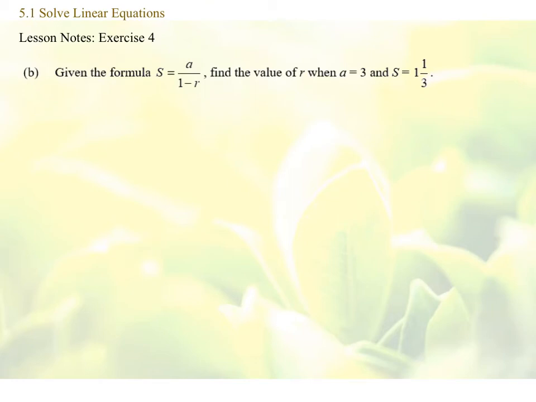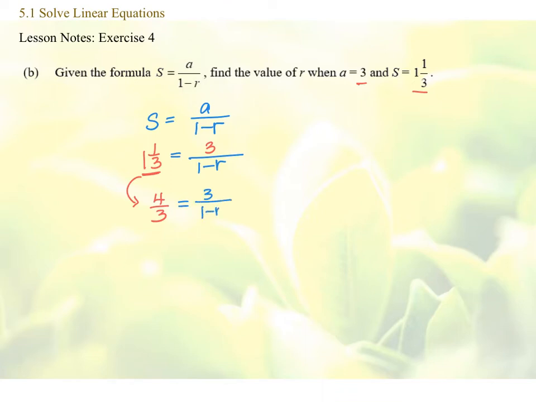S equals a over 1 minus r. So now a over 1 minus r, the s is now 1 and 1/3. So I'm going to replace it by the value 1 and 1/3. A is the number 3, and 1 minus r. So now we need to use this as a fraction, so we change it to improper fraction 4 over 3. And this will be 3 over 1 minus r.